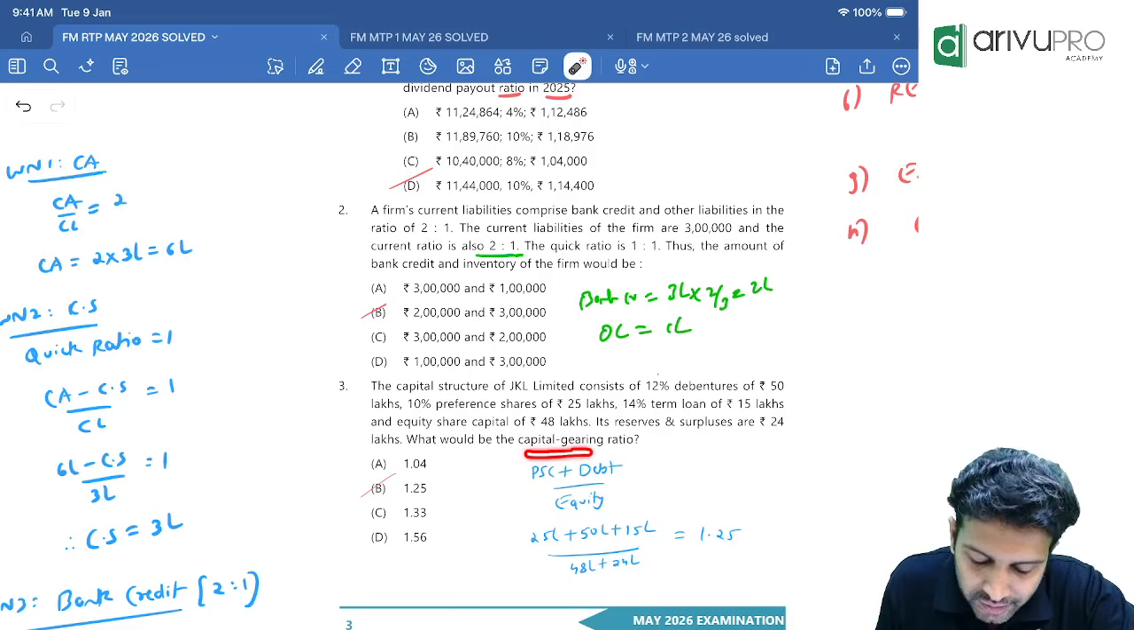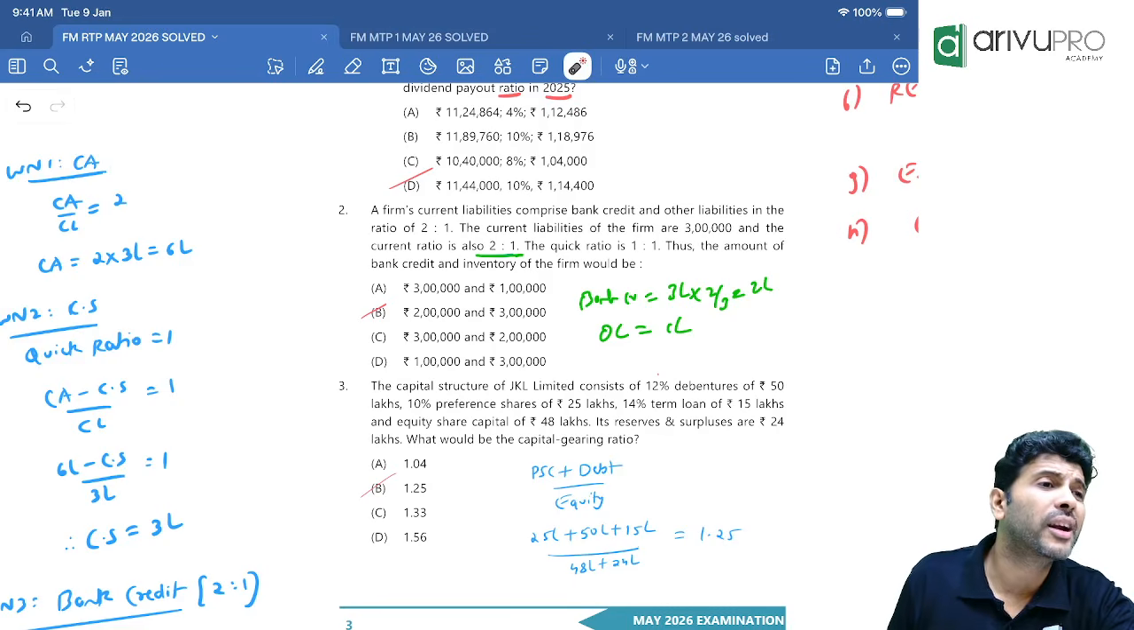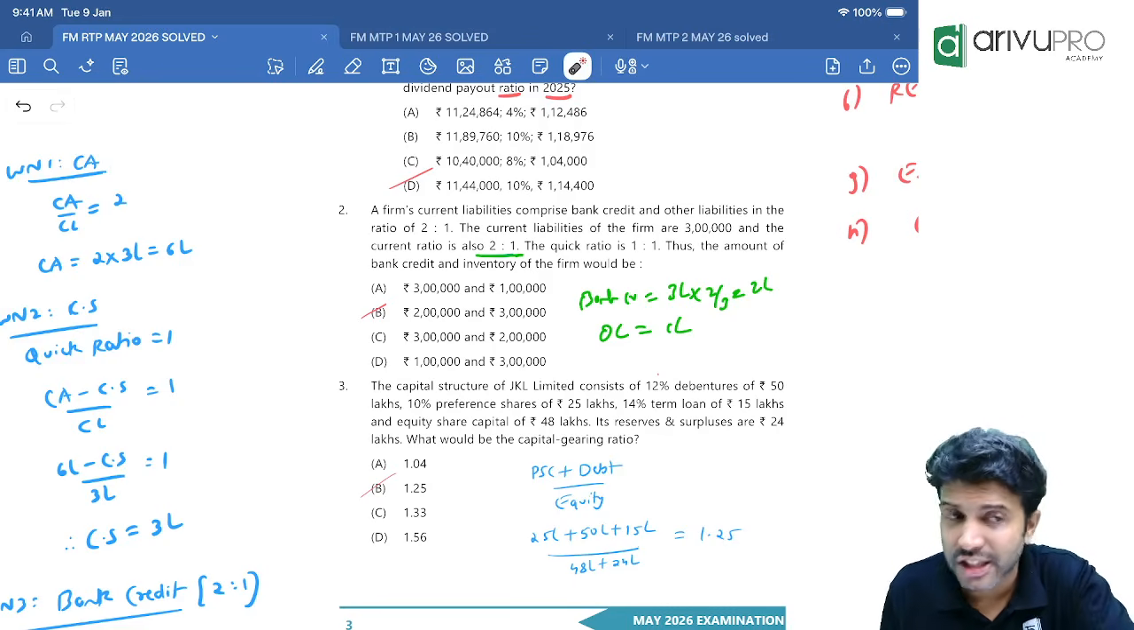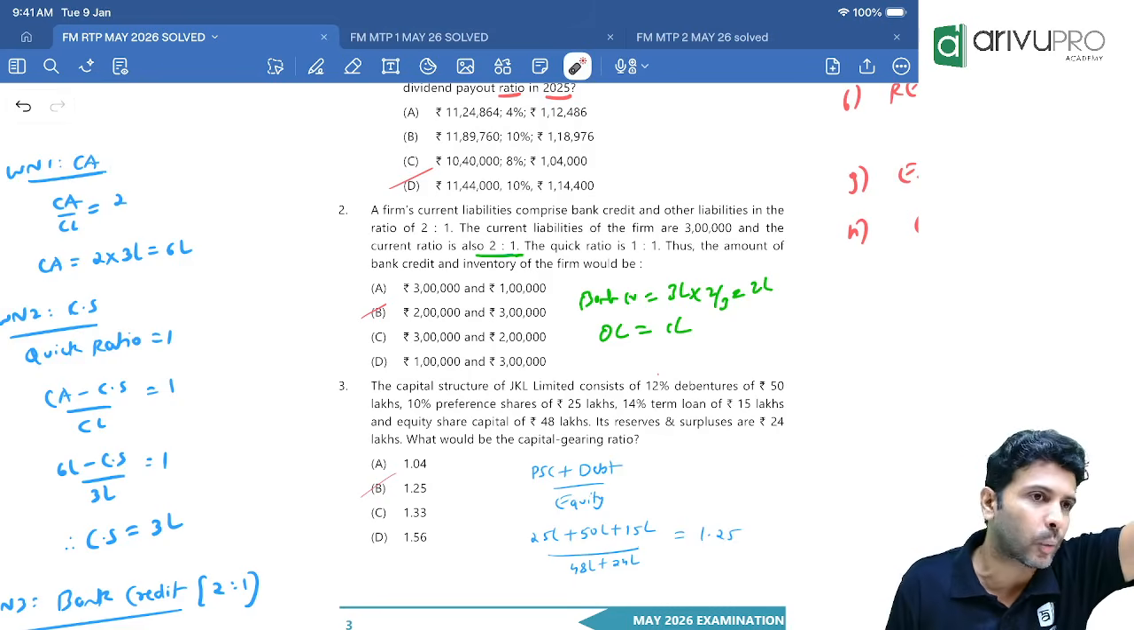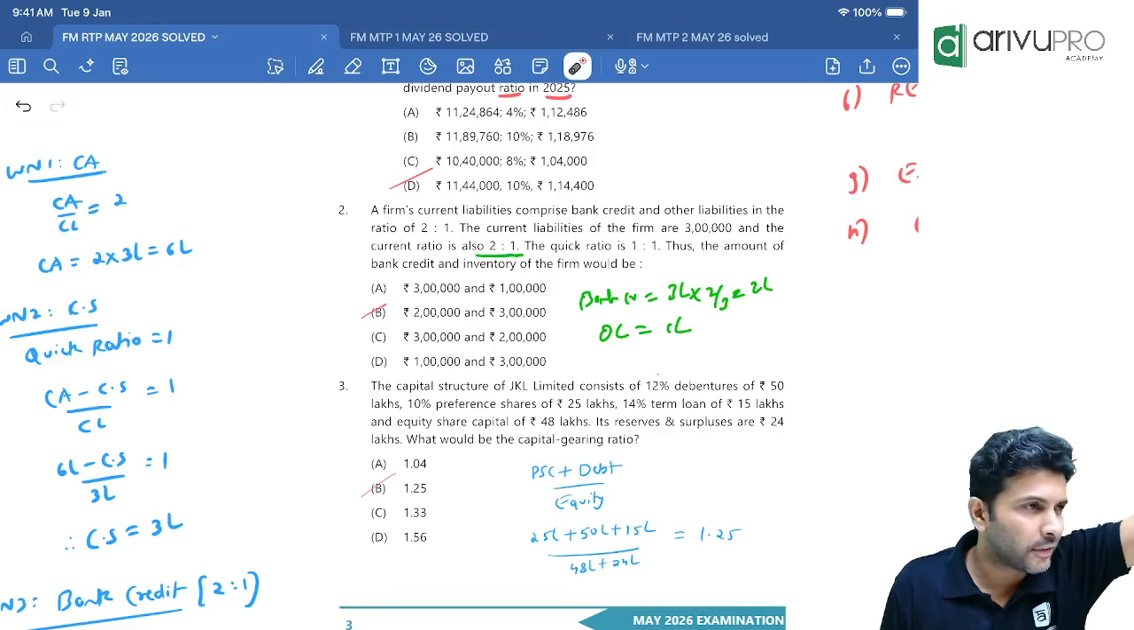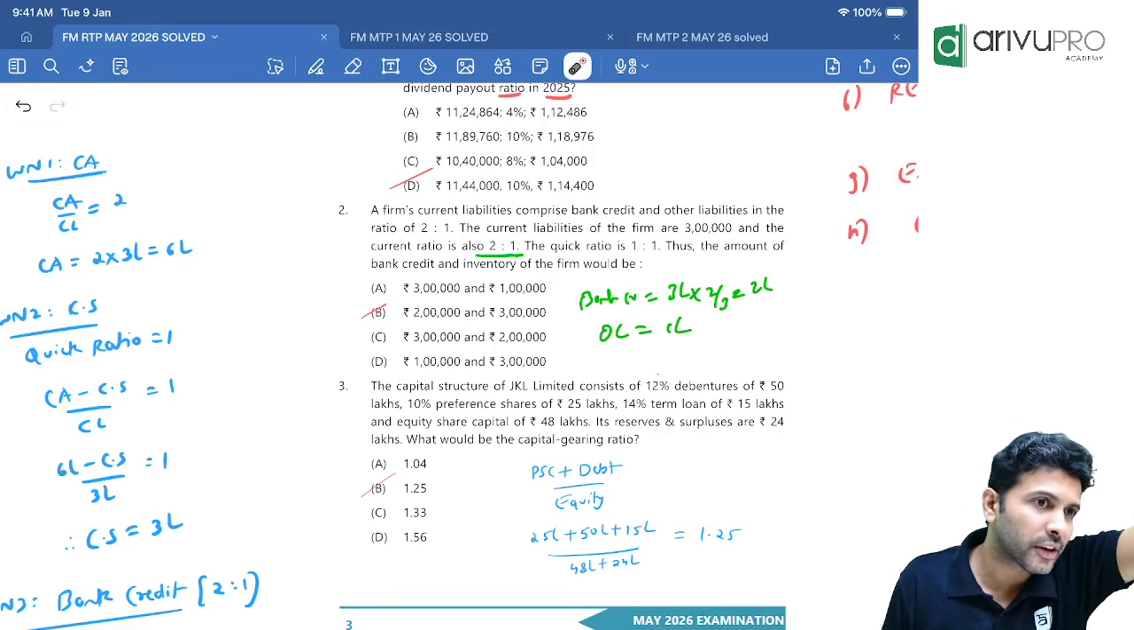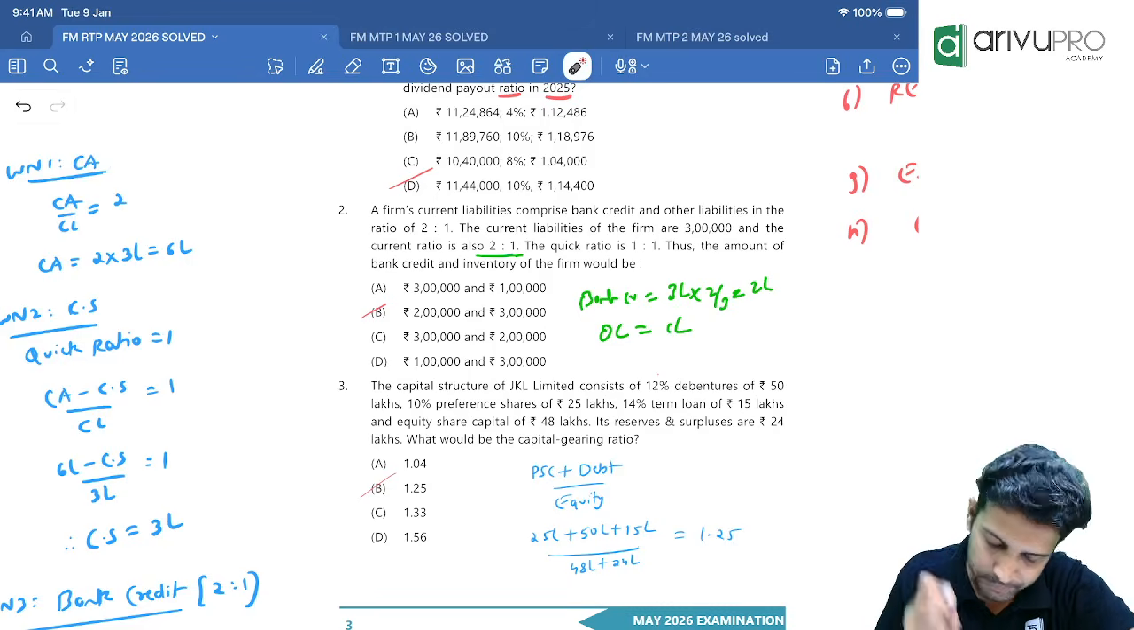Sir, capital gearing ratio. Capital gearing ratio formula, tell me. Capital gearing ratio means what? Using fixed cost instruments to increase shareholders' equity. So how do you get capital gearing ratio? Basically, fixed cost instruments in the numerator: preference share capital plus your long-term debt, divided by equity or net worth.